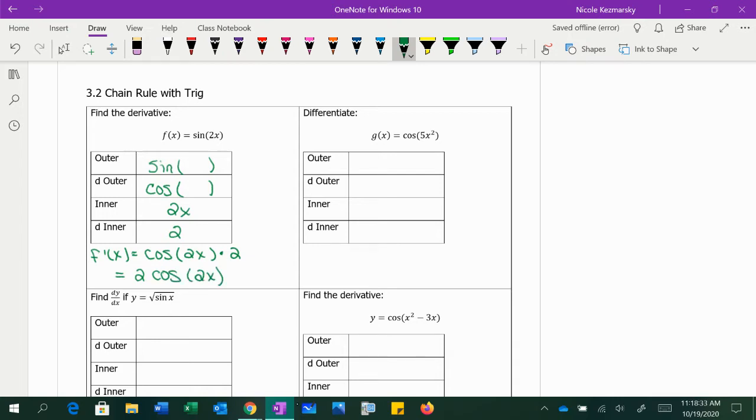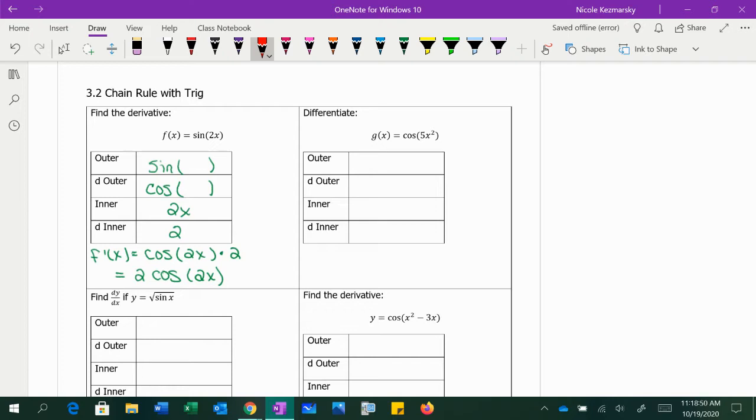If we leave the 2 on the back, the times 2, it's tough to tell whether we mean the cosine of 4x or whether we mean 2 cosine of 2x. And what we mean is 2 cosine of 2x. So it's more helpful to put the 2 out front.